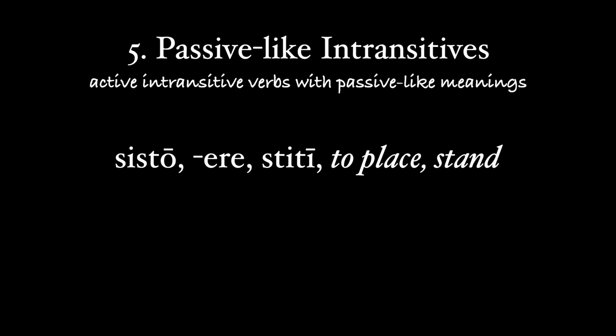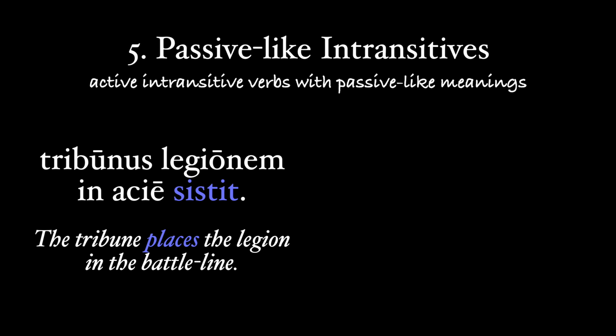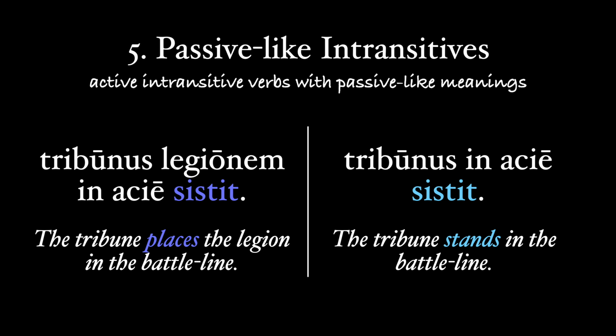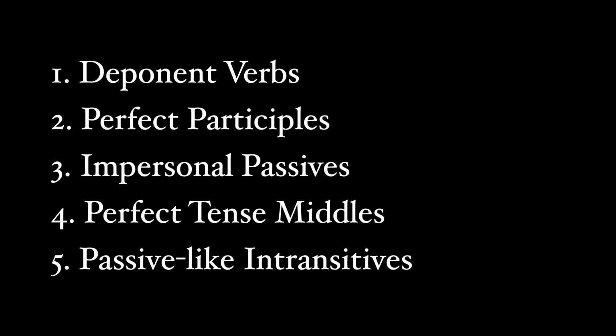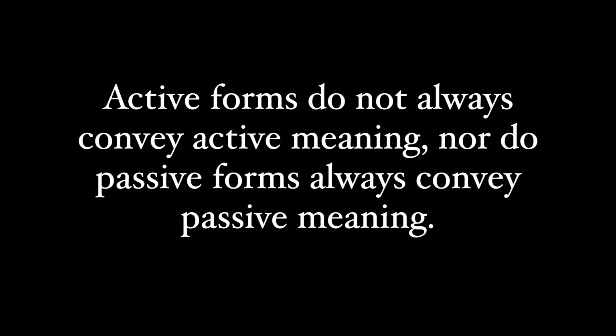The verb sisto has both transitive and intransitive meanings, where transitively it is used to place something somewhere. Tribunus legionem in acie sistit. The tribune places the legion in the battle line. But when it's used intransitively, the subject is the one being placed. Tribunus in acie sistit. The tribune places himself, or is placed, or stands in the battle line. So there we go. Five different ways to clarify the statement that active forms do not always convey active meaning, nor do passive forms always convey passive meaning.